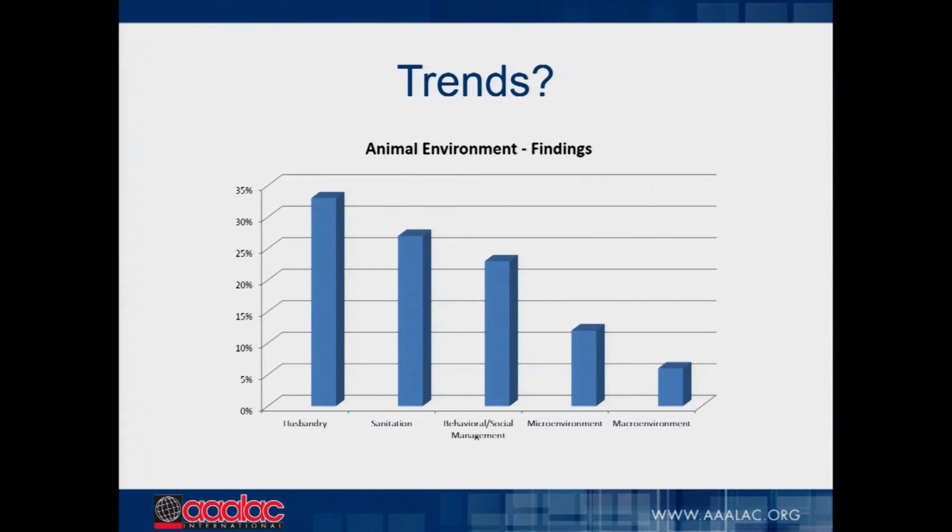Another data slide or two here to put the social housing issue in perspective. If we look at that animal environment section of your program, we have these major categories: husbandry, sanitation, behavioral social management there in the middle, microenvironment, which is the pen or the cage, and macroenvironment, which is the facility or the room. And the relative percentage of findings in each of those categories. So when we consider all findings, suggestions for improvements, and mandatory issues, social housing issues are right there in the middle.